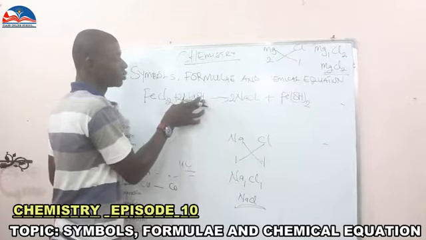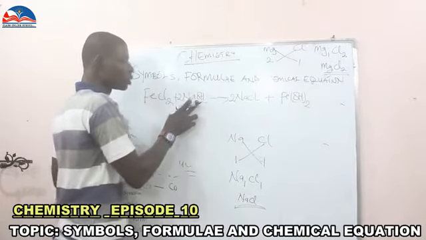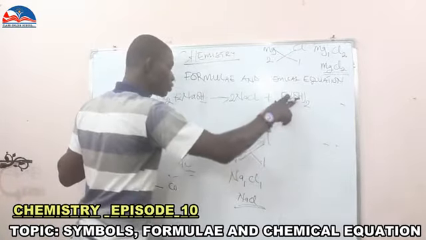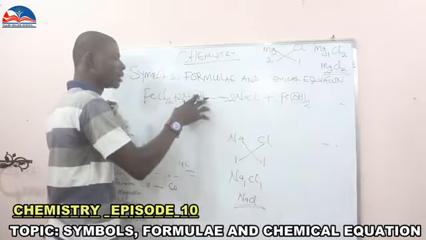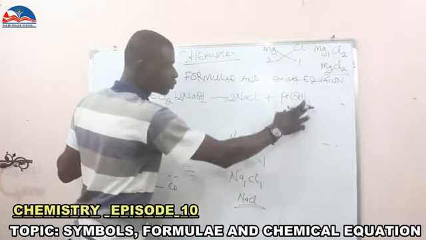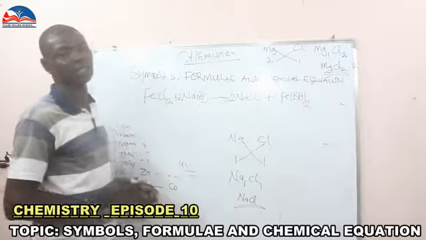Now where we have hydroxy. Hydroxy is how many? 2. Oxygen is 2. Go to this side, oxygen is what? 2. Hydrogen is how many? 2. And hydrogen is what? 2. Make the equation balance.